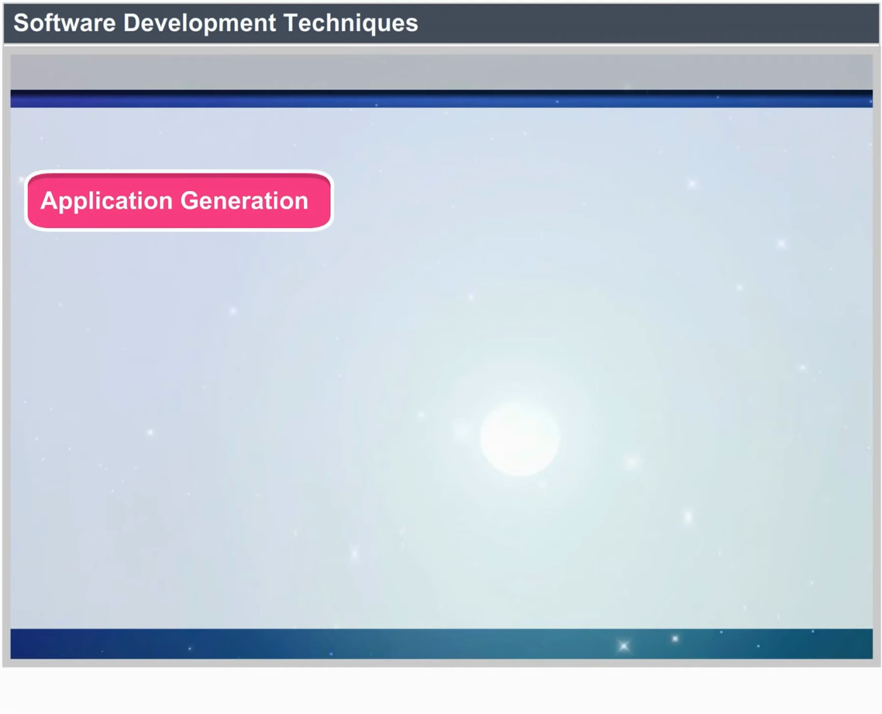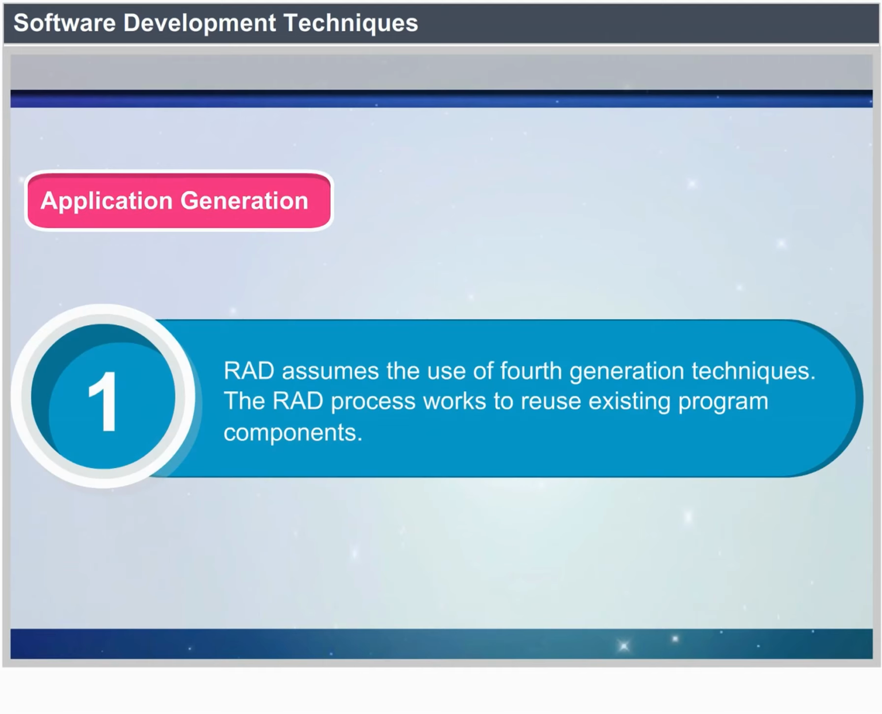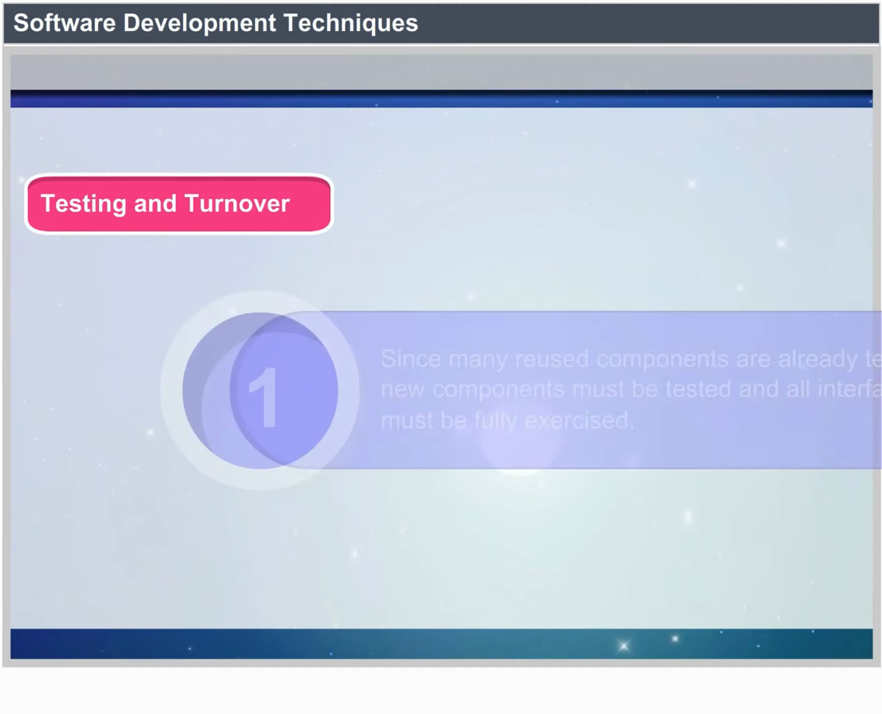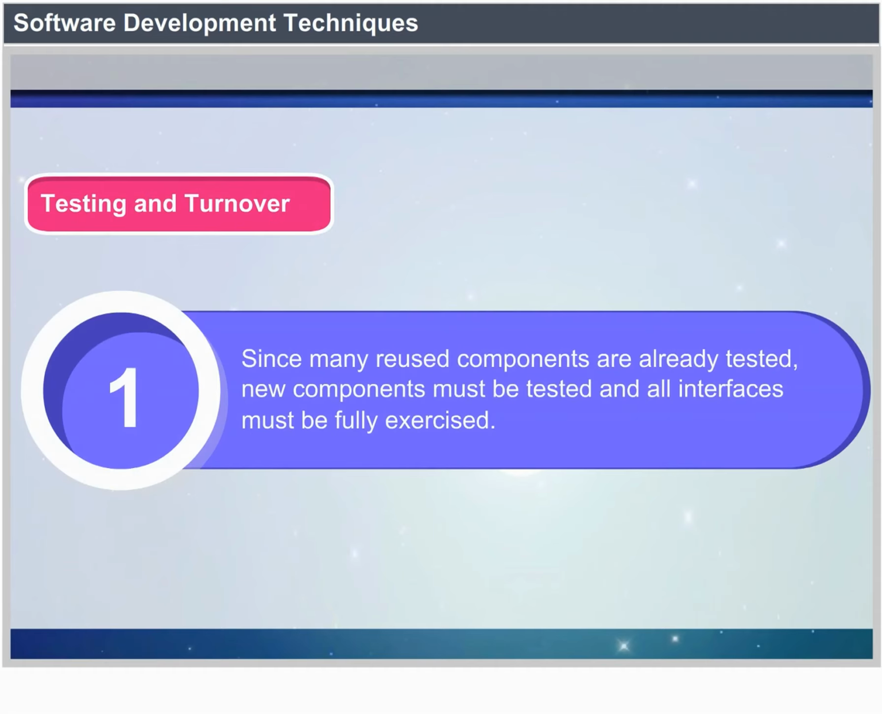Application generation. RAD assumes the use of fourth-generation techniques. The RAD process works to reuse existing program components. Testing and turnover. Many reused components are already tested. However, the new components must be tested and all interfaces fully exercised.